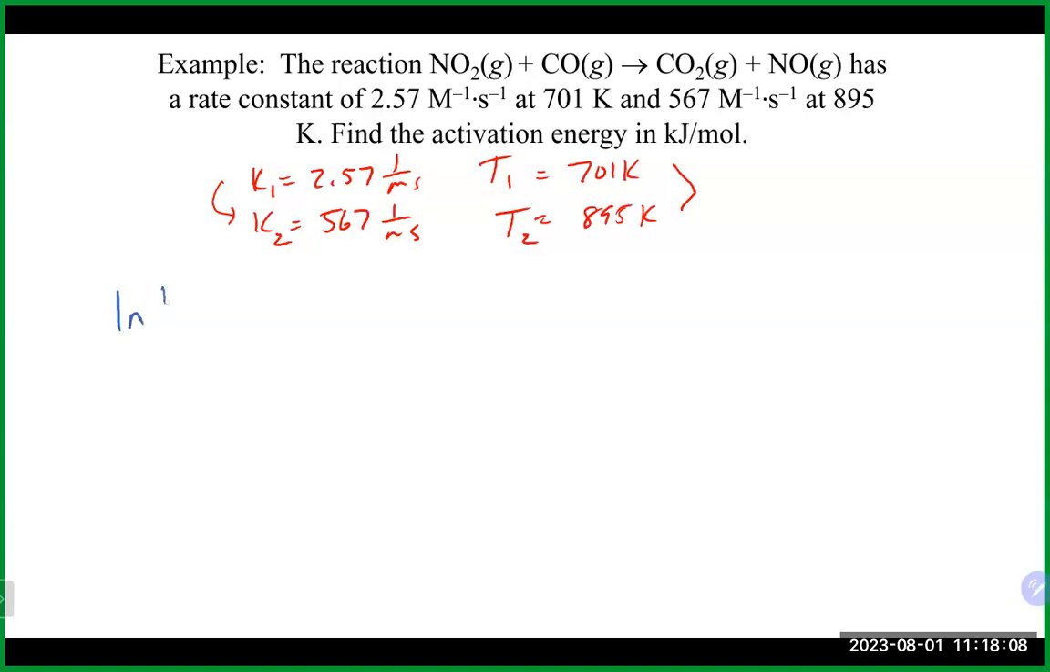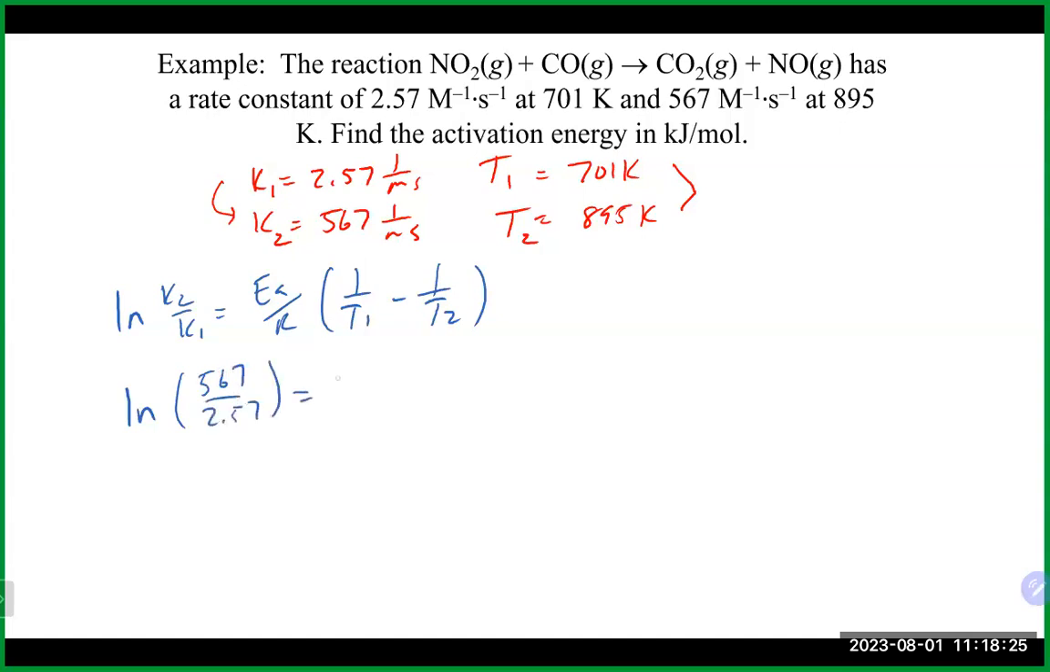So natural log of K2 over K1 is equal to Ea over R, 1 over T1 minus 1 over T2. So putting in here, our natural log of 567 divided by 2.57 equals Ea. Our R is our constant, 8.314 joules per Kelvin per mole. 1 over 701 minus 1 over 895 Kelvin here. So I'm going to clean up this side. You want to actually divide first and then take the natural log, not natural log on both and then divide.